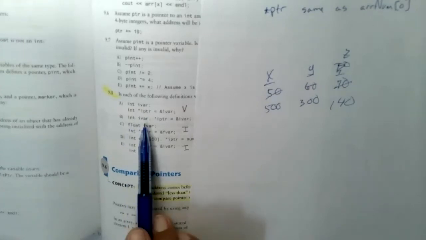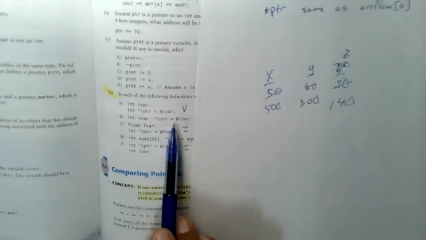B, int ivar, and so on. Looks like it's a combination of the two lines in A. So I'm going to say it's all good.